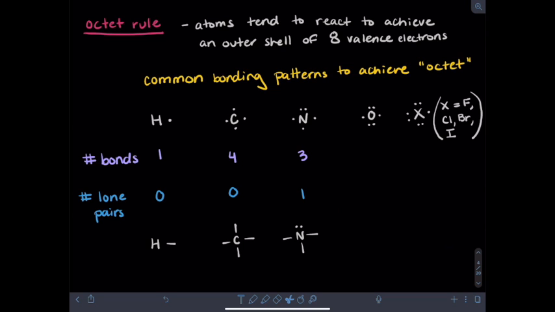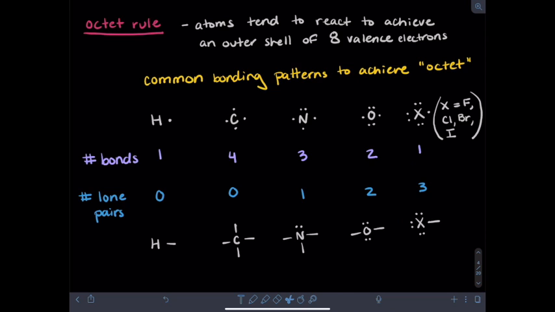To achieve a complete octet, nitrogen will use its 5 valence electrons to form 3 bonds and have 1 lone pair remaining on nitrogen. Oxygen has 6 valence electrons. To achieve an octet, it'll tend to form 2 bonds and have 2 remaining lone pairs. And the halogens, like fluorine, which already have 7 valence electrons, only need to form 1 bond to get a complete octet. This will leave the halogen with 3 lone pairs in addition to its 1 bond.